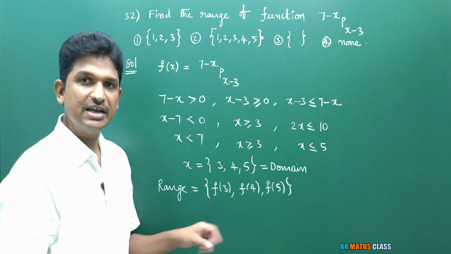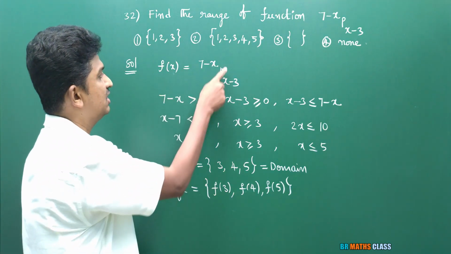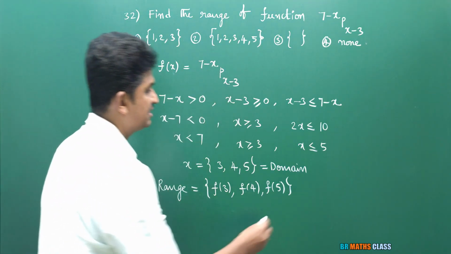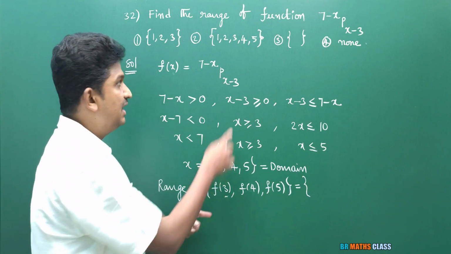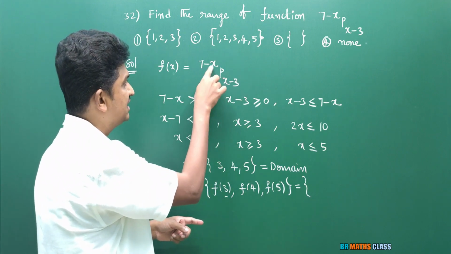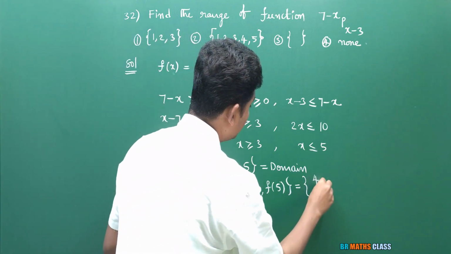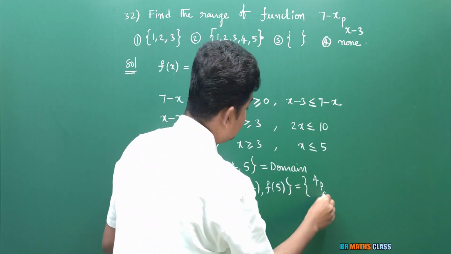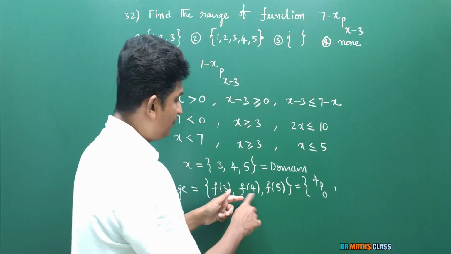Now I need to calculate f of 3. F of 3 means in this, in place of x, we need to write 3. 7 minus 3 is 4P, 3 minus 3 is 0. 4P0. Now f of 4.